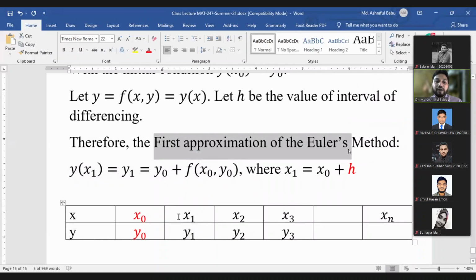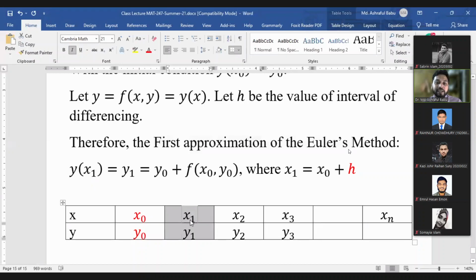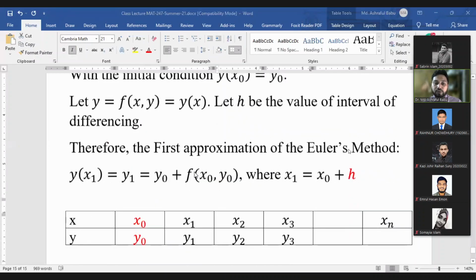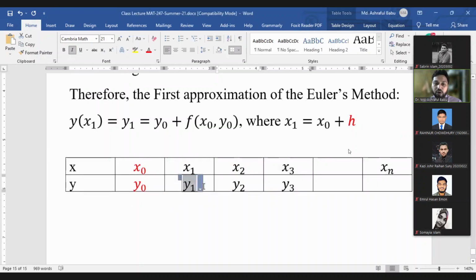We have to find only the first approximation by considering the first approximate domain x1. Other terms you can find, but that is not in our task or our goal for this Euler's method, because we want to find the solution. So this is the first solution, or y1. First approximation means first solution. That is where we have to stop.